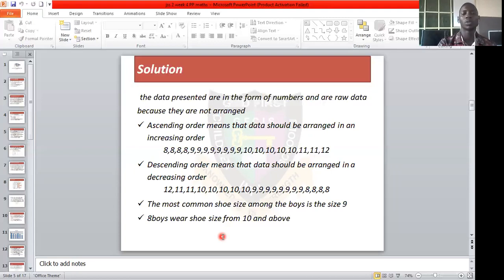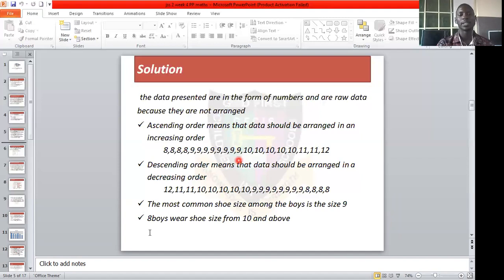Looking at this now, the most common shoe size among the boys: 8 is just 1, 2, 3, 4. 9 is 1, 2, 3, 4, 5, 6, 7, 8. 10 is 5: 1, 2, 3, 4, 5. 11 is 2, 12 is 1. So obviously the most common one you can see is 9. The shoe size that is common among the boys is 9. So you can easily pick your information after the data are well arranged.